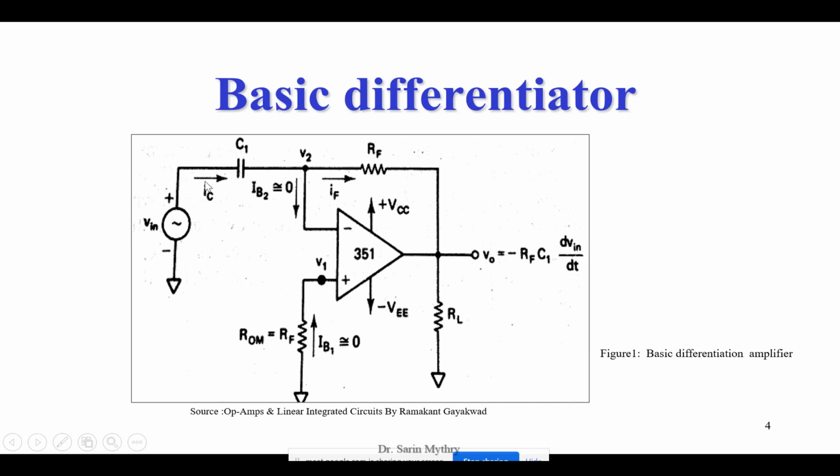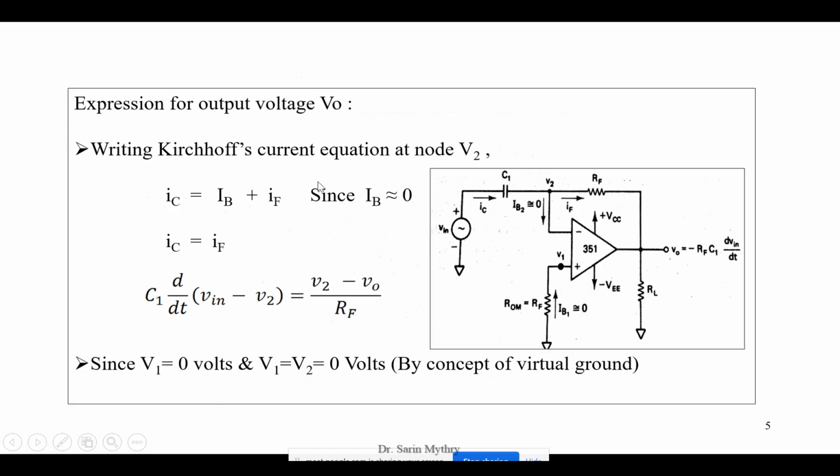So now try to apply the same concept to find out V2. How to find out V2? Apply the Kirchhoff current law again. The current entering the node is IC, and the current leaving the node is IB2 and IF. So IC is equal to IB2 plus IF. Now you will write that formula in the next slide.